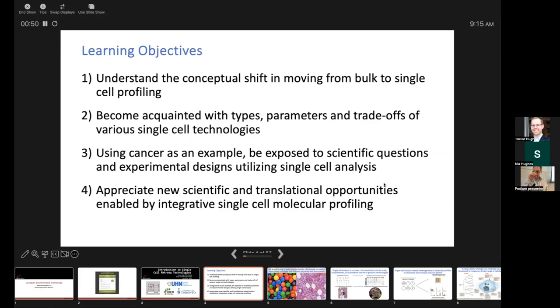So the point of this session: understand this conceptual shift moving from bulk to single cell. Become acquainted with all the things that can go wrong and some of the things you have to think about when you're designing a single cell experiment in the lab and how all those design decisions are going to impact what you do with the data when it comes out of the other end of the sequencer.